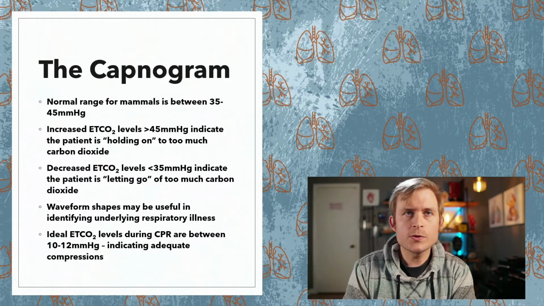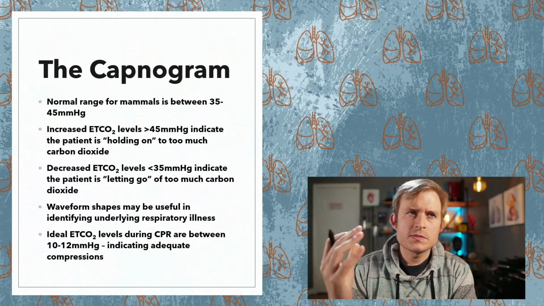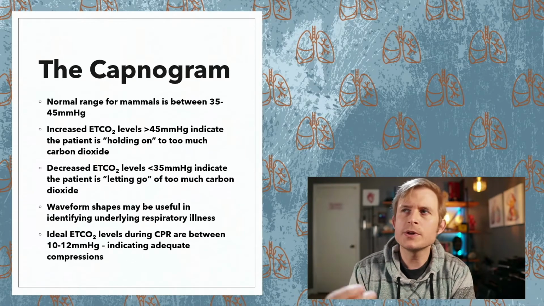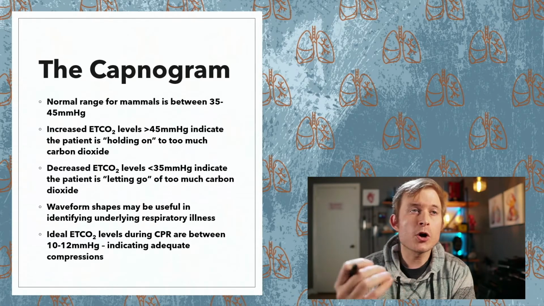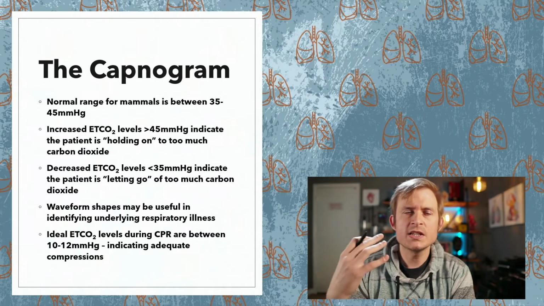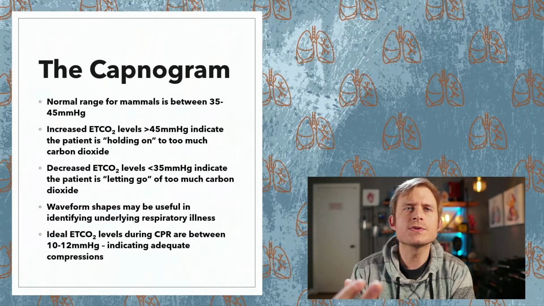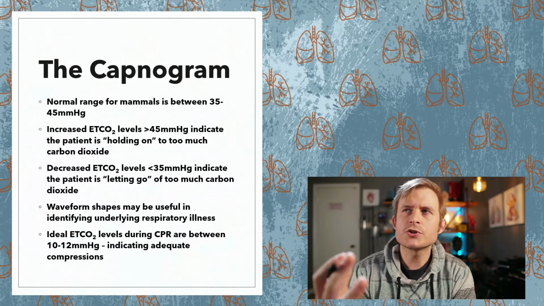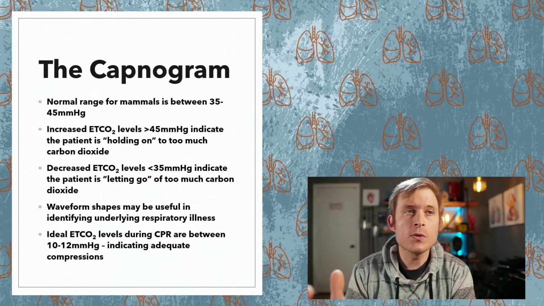Increased CO2 levels, or end-tidal CO2 levels, EtCO2, anything greater than 45 indicates that the patient is holding on to too much carbon dioxide, or they're hypercarbic. Decreased end-tidal CO2 levels, less than 35 millimeters of mercury, indicate that the patient is letting go or blowing off too much carbon dioxide. They are hypocarbic.